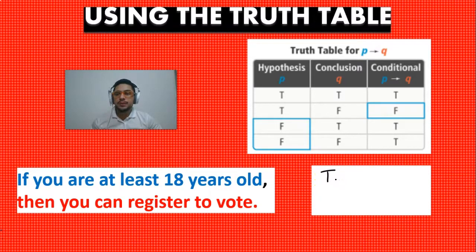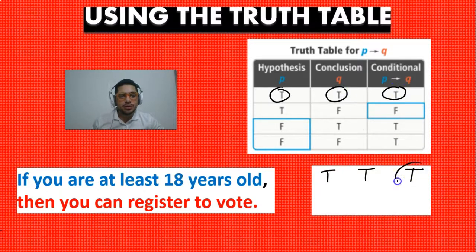And the conclusion, you can register to vote. We know that people can vote after reaching the majority, or reaching 18 years old. So we know that the conclusion is also true. Now, as we can see in the table, a true hypothesis and a true conclusion make the overall conditional statement also true. So we can say that this statement is true. Now let's take a look at another one.